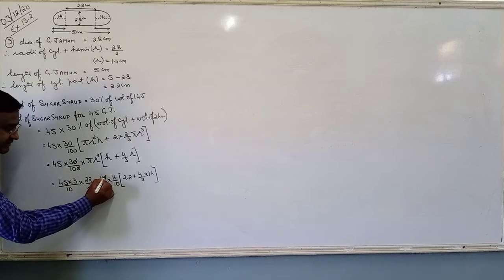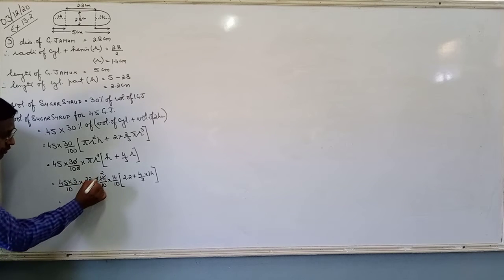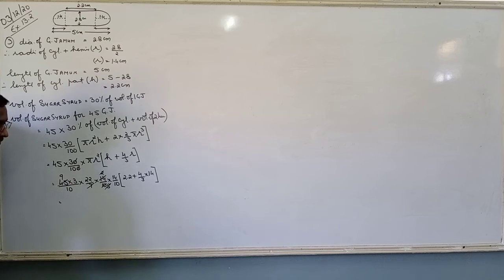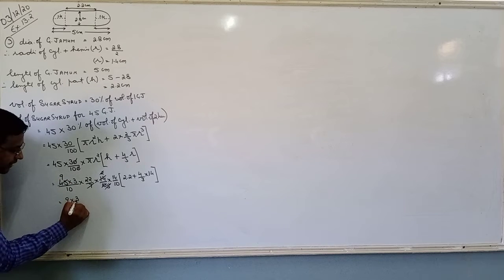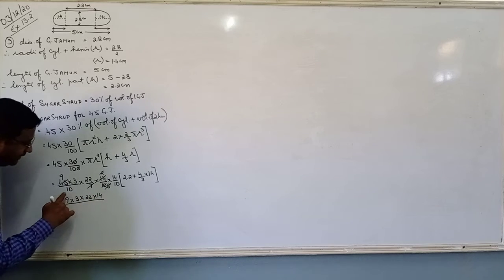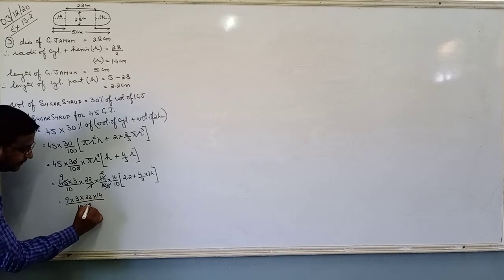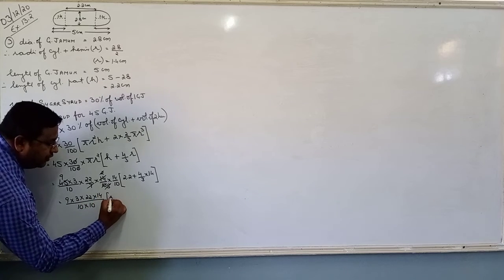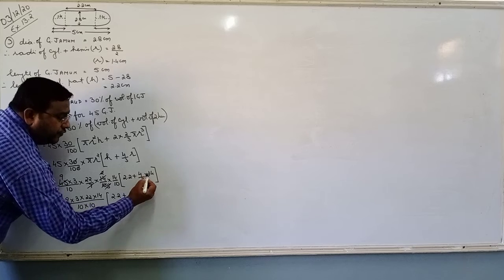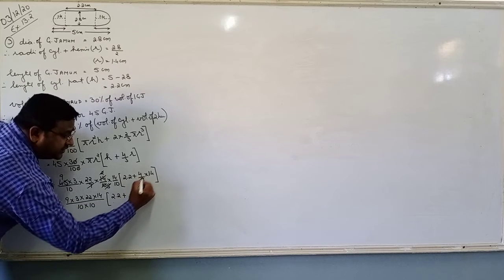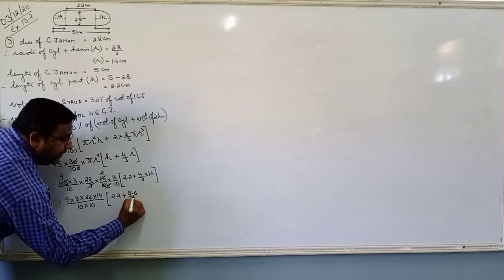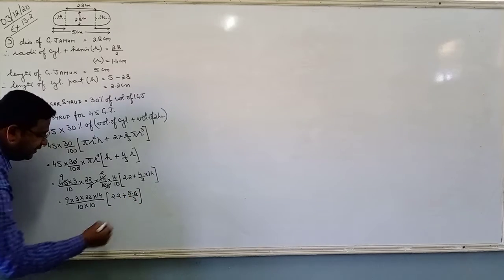7 ones are 7, 7 twos are 14. 2 ones are 2, 2 fives are 10. 5 ones are 5, 5 nines are 45. Yes? 9 into 3 into 22 into 14 upon 10 into 10 into 2.2 plus 4 into 1.4. 4 fours are 16, carry 1. 4 ones are 4 and 1 is 5.6. Can we remove the decimal?